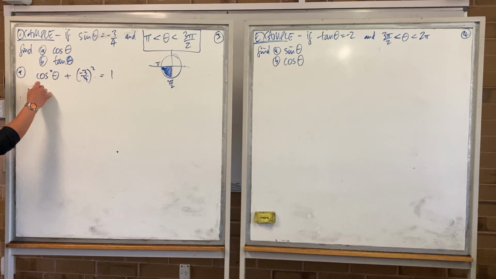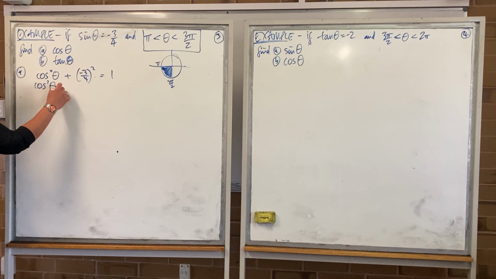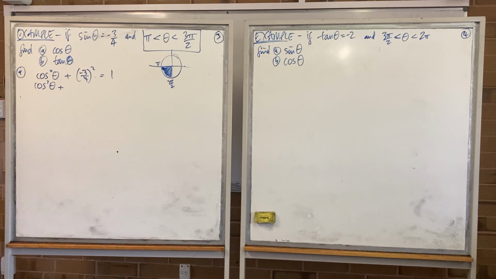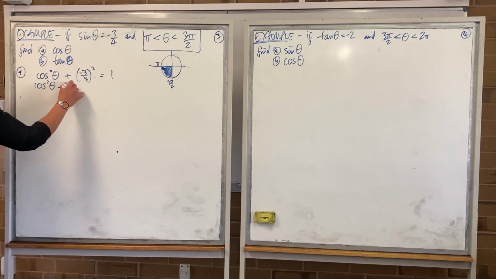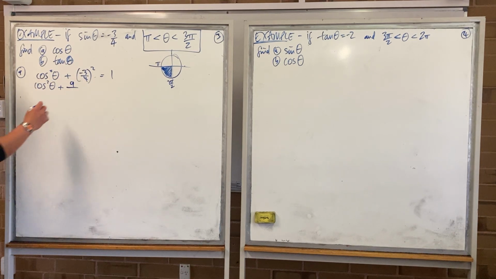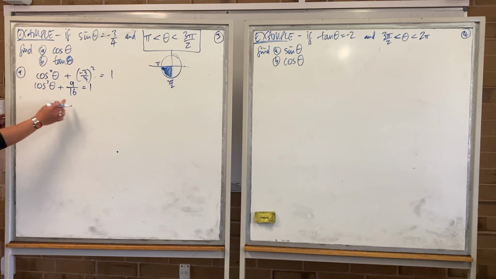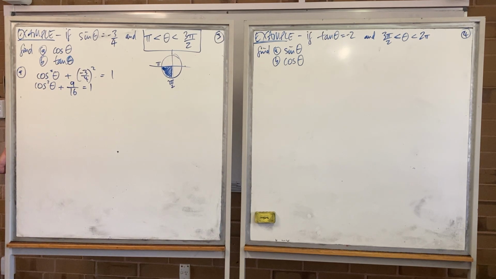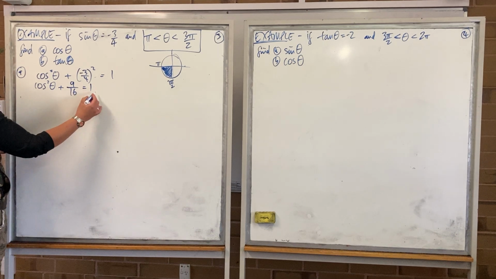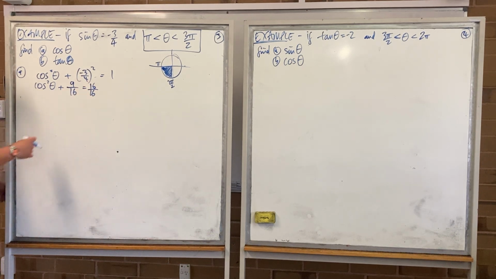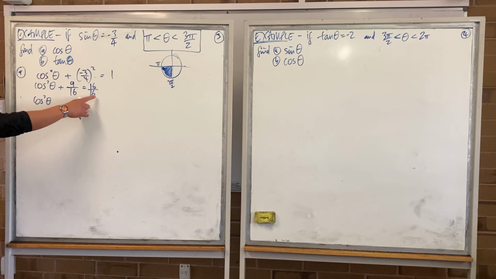So let's work that out. Cos squared theta plus, what's -3 squared? 9. 4 squared? 16. I need to get rid of the 9/16ths, so I change 1 to 16 over 16. See, I'm not writing as many steps anymore. So cos squared theta, what's the opposite of adding 9/16ths? Subtract 9/16ths. So what would be left on this side?